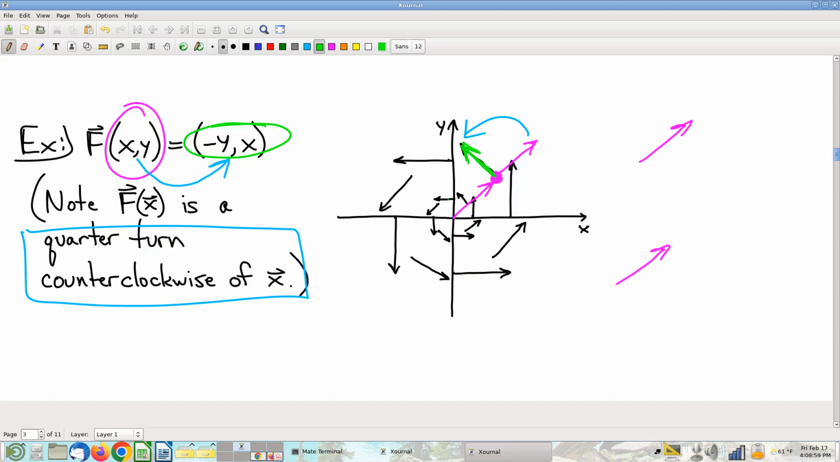So let me get rid of all the junk. Then, at this purple point, we get this green field vector. Likewise, do that for a bunch of different points, and all together you get this picture. Everybody okay? All right. Let me remind you about that linear algebra business.